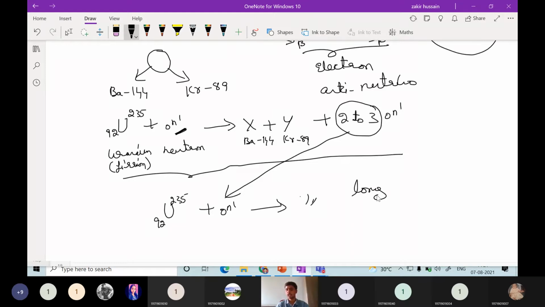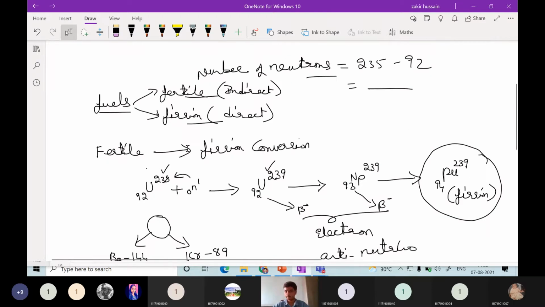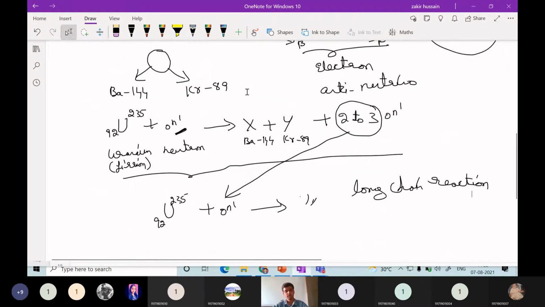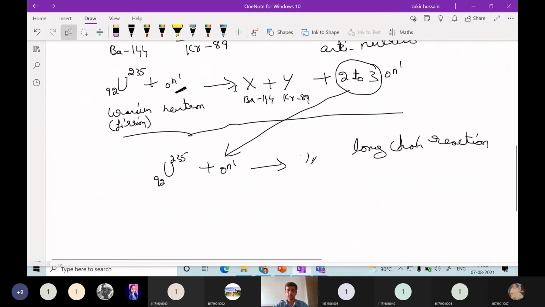This is called a chain reaction, because in every cycle there is a generation of 2 to 3 neutrons. Because of this, these nuclear reactions release very high energy, and they are long chain reactions. Once they are initiated, it is very difficult to stop them. So this is the fertile fuel and fission fuel conversion, with the various mass numbers, atomic numbers and isotopes. I hope you understood this. Yes, sir.